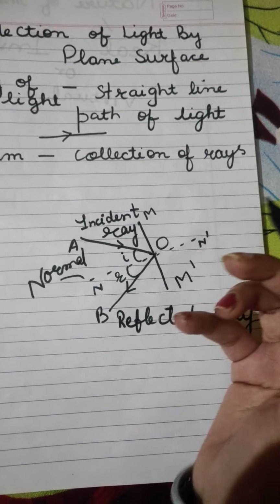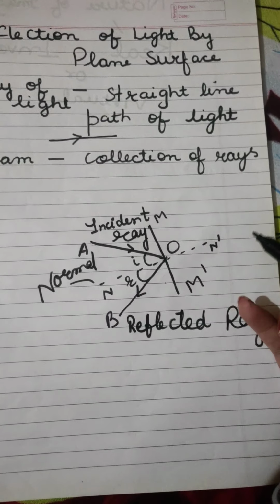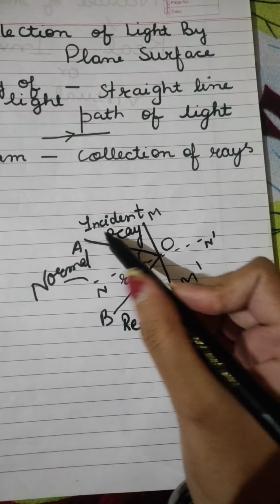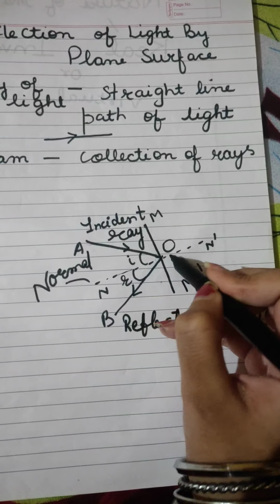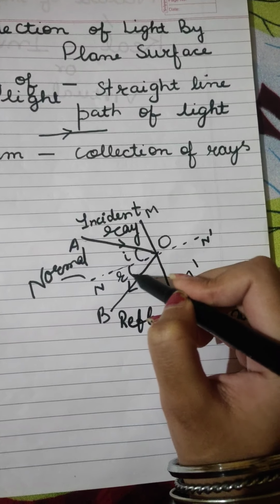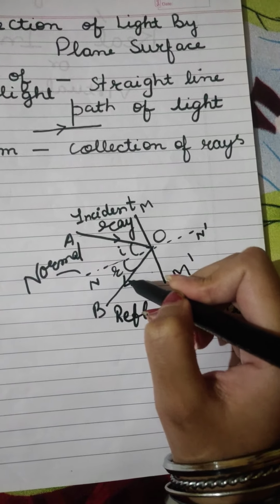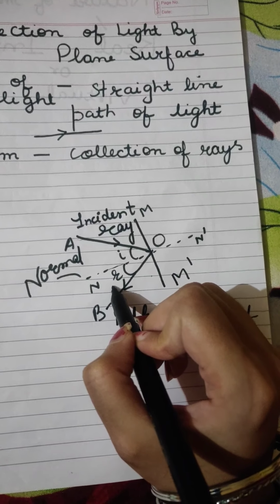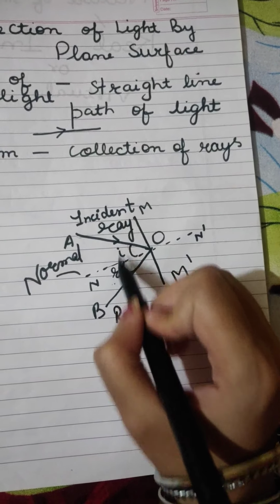Normal is what? Normal is just a perpendicular line. Now if I've drawn this normal, some angle is being formed right here and some angle is being formed right here as well. I've named them I and R. Let us try to understand what these angles are.